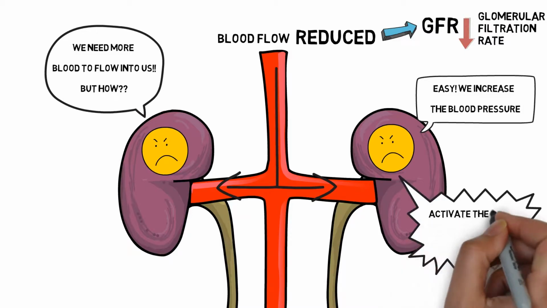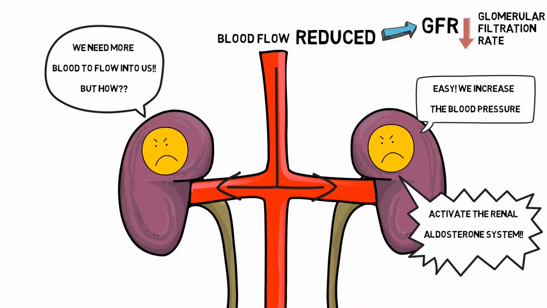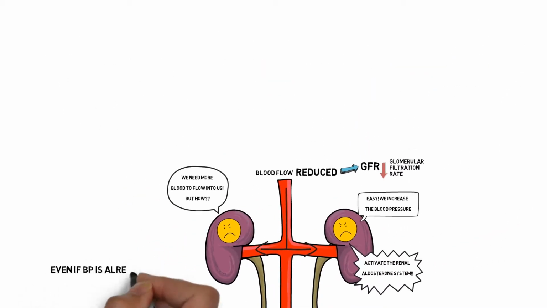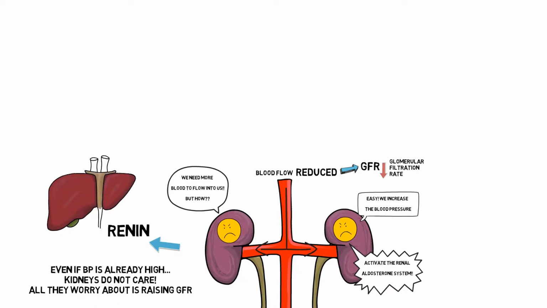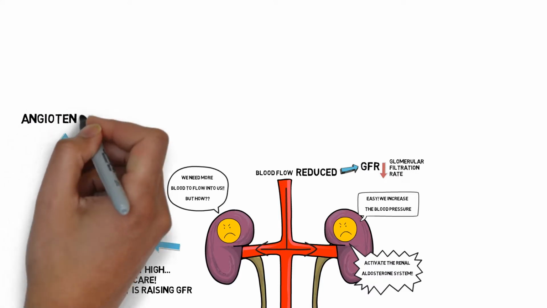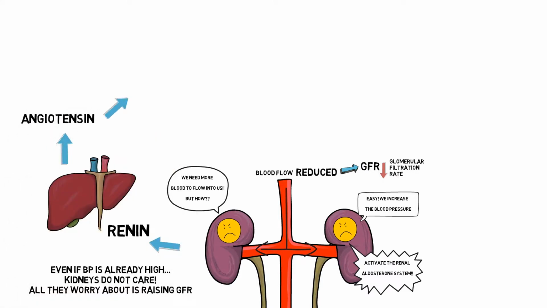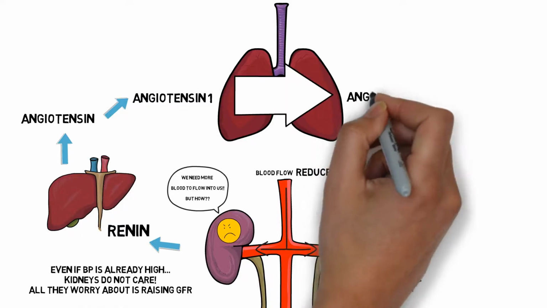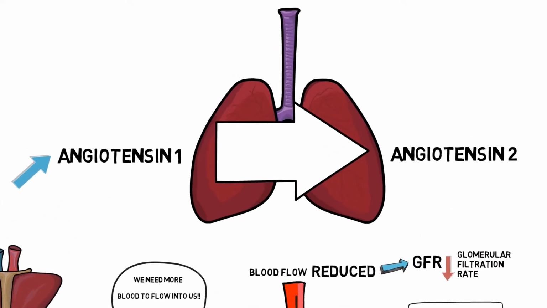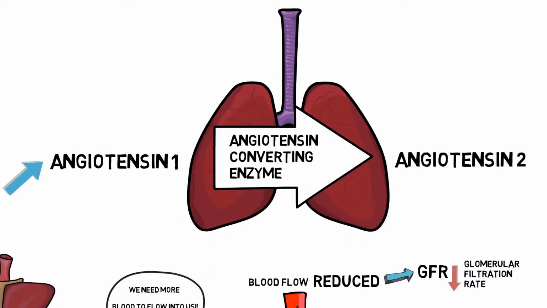And this is where the renin angiotensin aldosterone system comes into play. Even if the blood pressure is already high, kidneys don't care about that. All they worry about is raising the glomerular filtration rate. So basically, renin goes to the liver where it stimulates production of angiotensinogen. Now, angiotensinogen is not active either. It then becomes angiotensin 1. These chemicals are not that active, but angiotensin 1, when it gets to the lungs, becomes angiotensin 2 by reacting with angiotensin converting enzyme. Now remember this ACE, we're going to talk about that later.